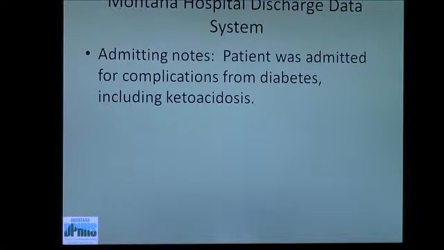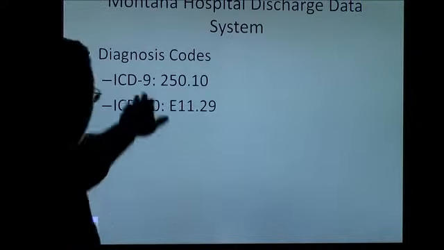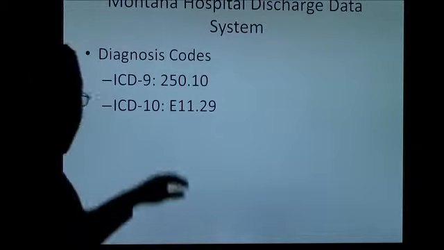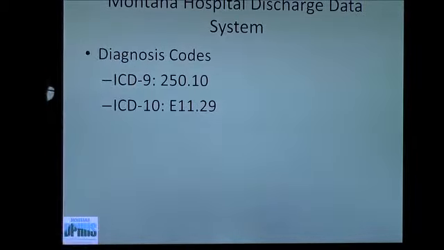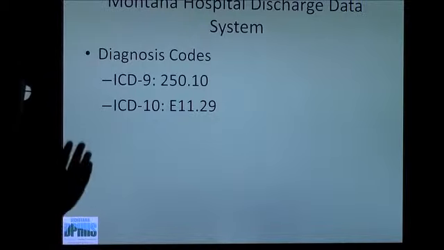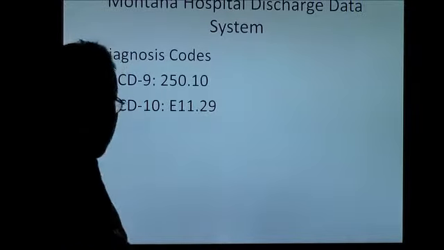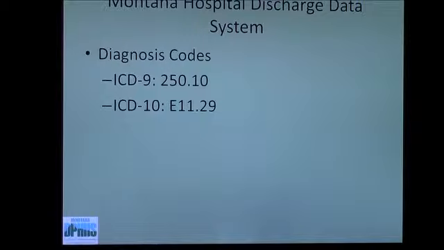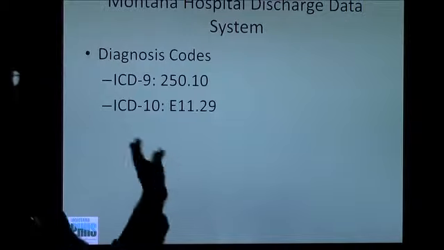So, as an example, if the admitting notes say the patient was admitted for complications from diabetes, including ketoacidosis, that's why they gave me the fancy degree, because I can pronounce words like ketoacidosis, then we just get the diagnosis code, which comes from the International Classification of Diseases. In ICD-9, it's 250.10. ICD-10, which is what they use for death, it's going to be E11.29. So there are two different forms of classification. There's going to be a transition on October 1st, 2014, and that doesn't affect anything I do in this presentation, so don't worry about it.